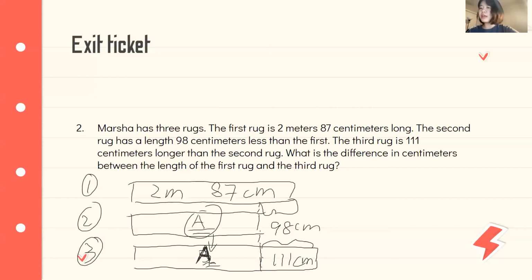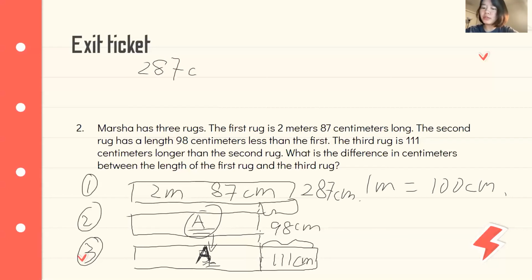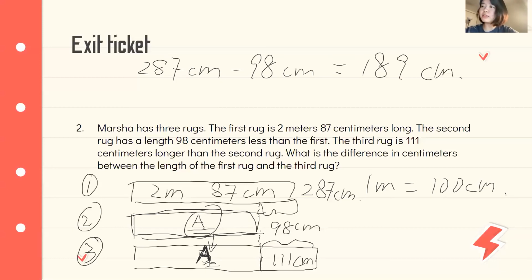Okay, and we can start solving our problem. Before solving the problem, let's convert all the numbers to the same unit. We already know 1 meter is equal to 100 centimeters. So for the first rock, we have 287 centimeters, and we have to minus 98 centimeters. Then we can get the distance for letter A, which is the second rock's length. And that gives us 189 centimeters.